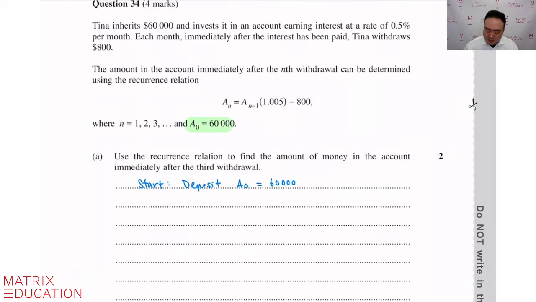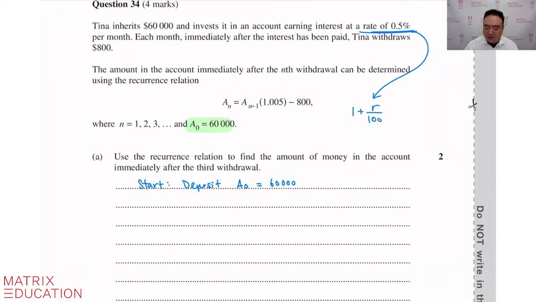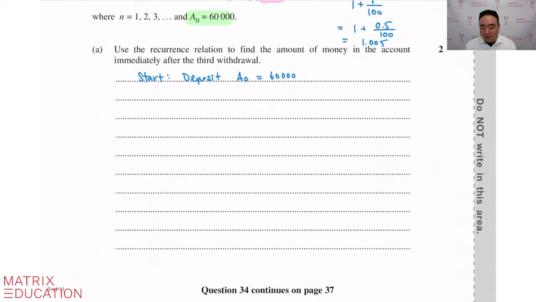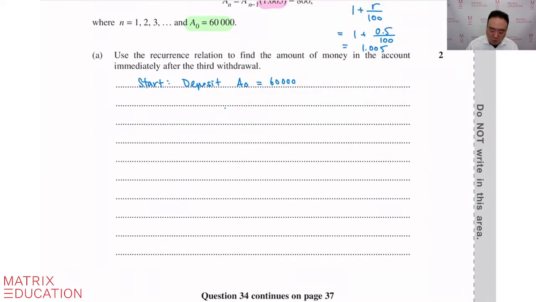With this interest rate that you're given, if you look carefully, 1 plus r divided by 100, this is 0.5% per month that's given to you, so you don't need to adjust any interest rate. So this would be 1 plus 0.5 over 100. So the interest factor would be 1.005. That's how this 1 plus 0.005 came from. So we start by depositing A0, which is 60,000. Now A1, that means after 1 month.